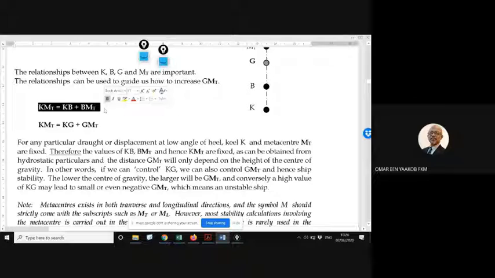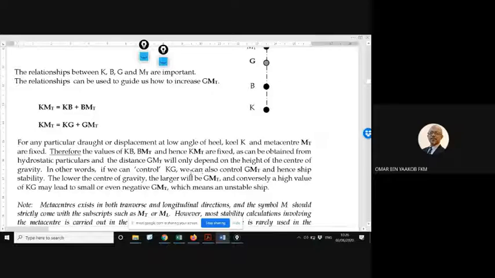But KG will depend on how the ship weight is distributed. So the distance GMT will only depend on the height of the center of gravity. GMT is KMT minus KG, right? Whereas KMT is already fixed here. So that means GMT will depend on KG. In other words, if we can control KG, we can also control GMT and hence ship stability.